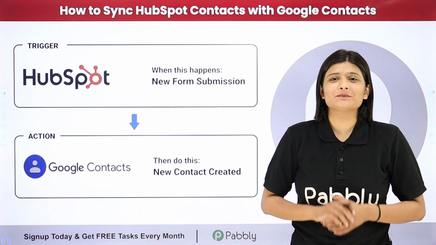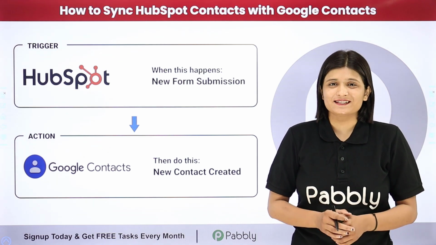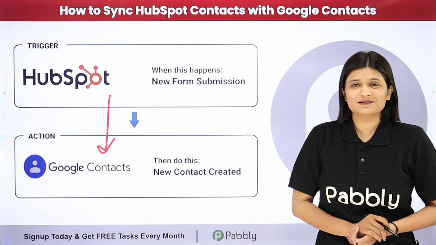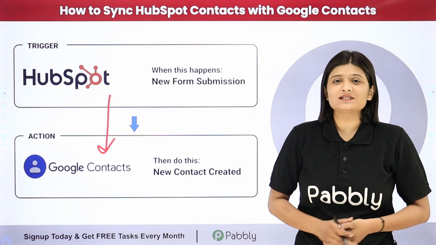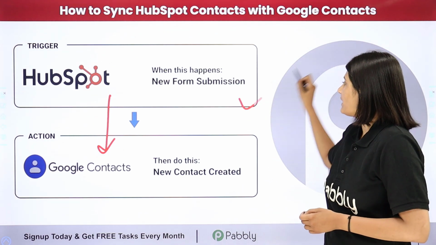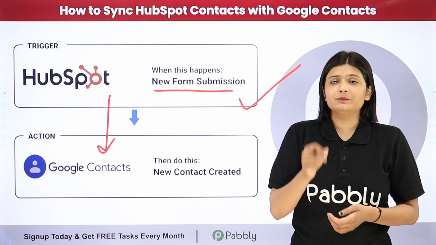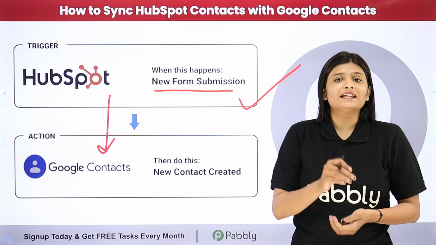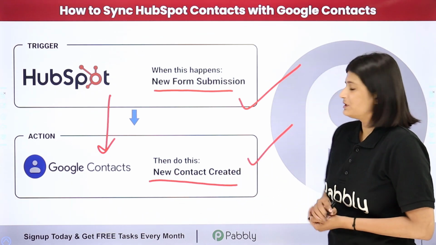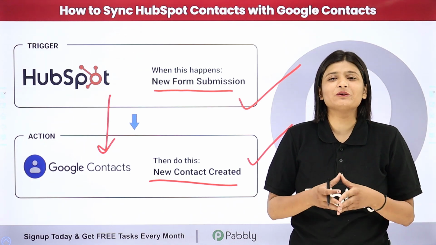So Pabbly Connect is an amazing automation and integration software which requires no coding or programming skills. Here I just need to build a connection between HubSpot CRM and Google Contacts. Pabbly Connect runs on two principles, which is trigger and action. Here as my trigger application, I am going to take HubSpot, where I will receive new form submission and the contact will be created in my HubSpot CRM. And then in my action application, I am going to take Google Contacts, where the same contact will be created. If you want to learn this amazing automation step by step, then let me take you all to my screen.